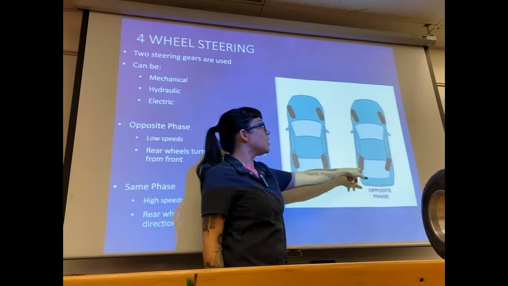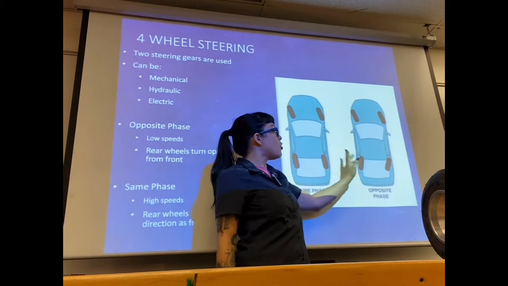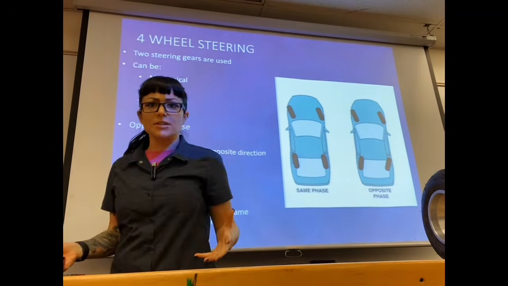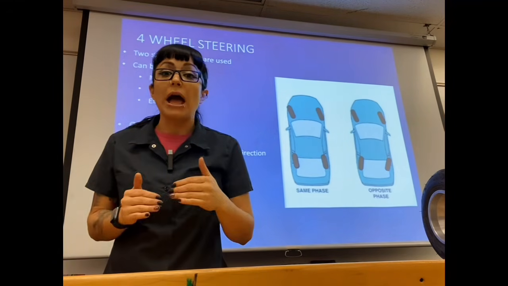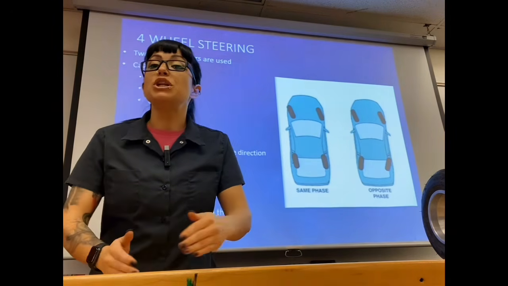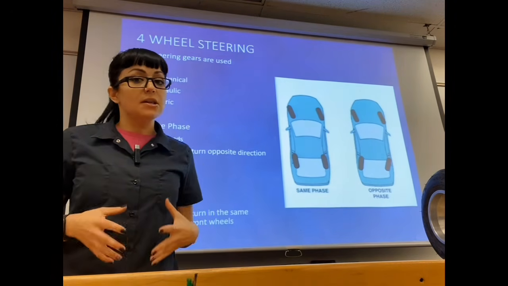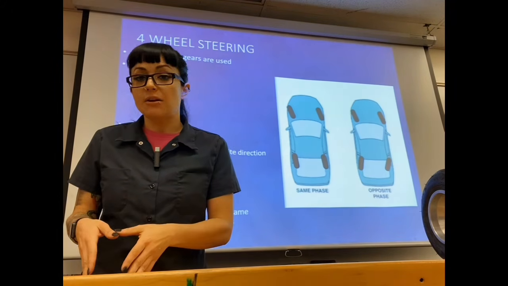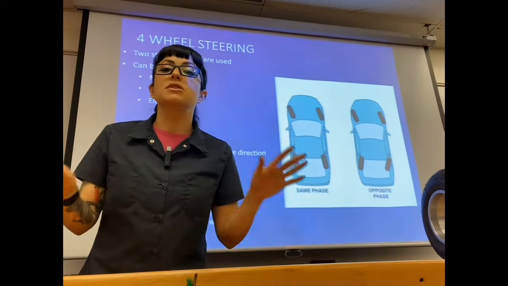So you can see over here, our front wheels are turning left and our rear wheels are actually slightly turning right. Why would you want to do that? It's actually going to help, extremely help actually, to make really sharp turns. If you have an opposite phase four-wheel steering vehicle, you can make U-turns like you wouldn't believe.